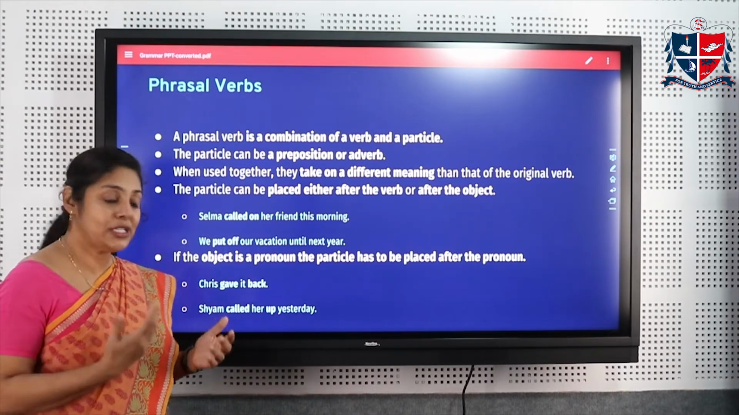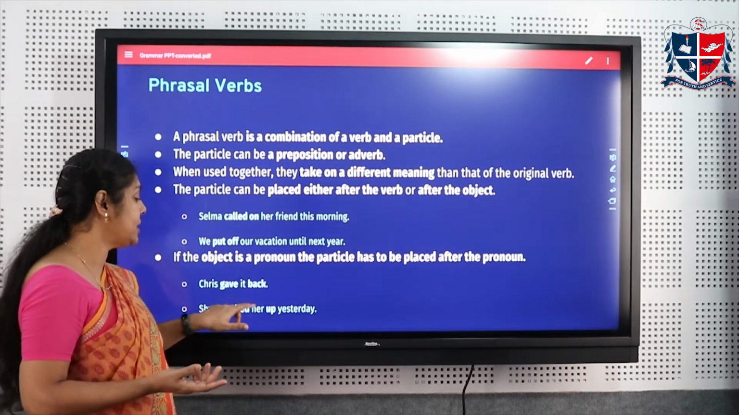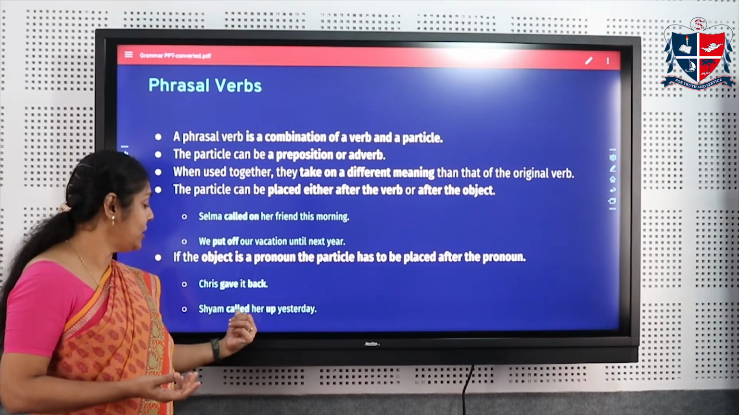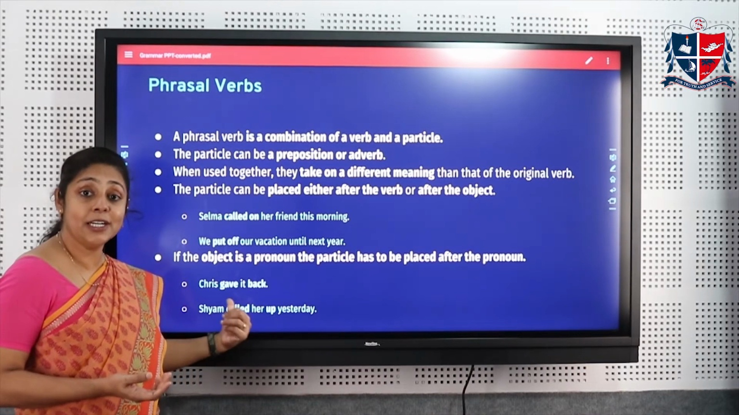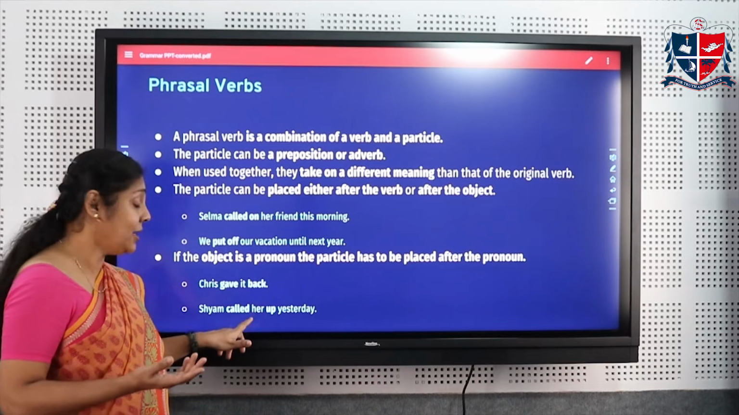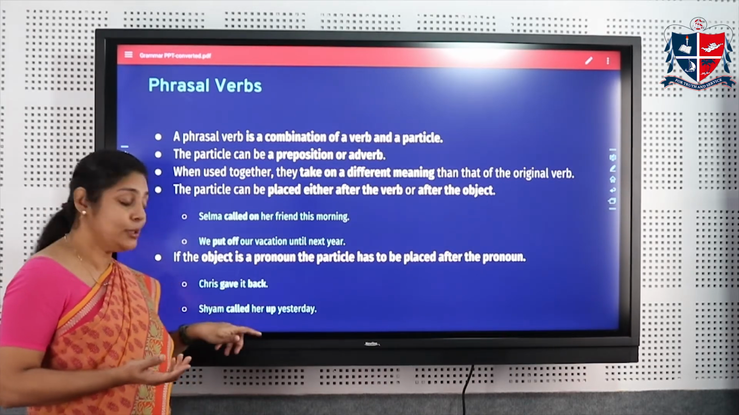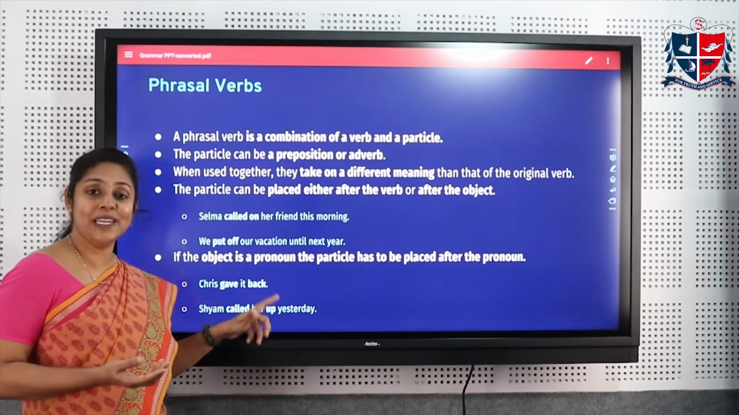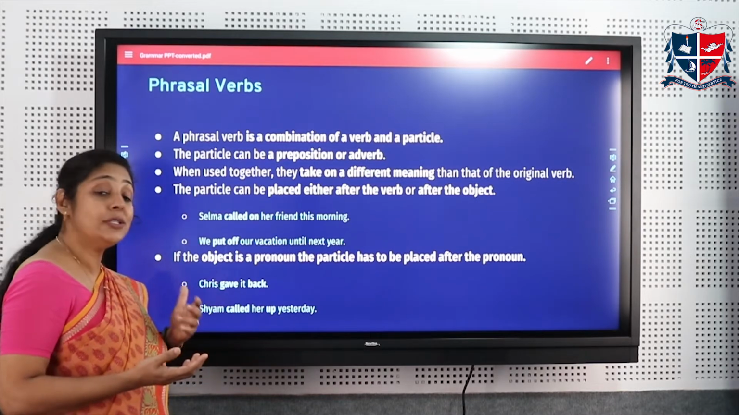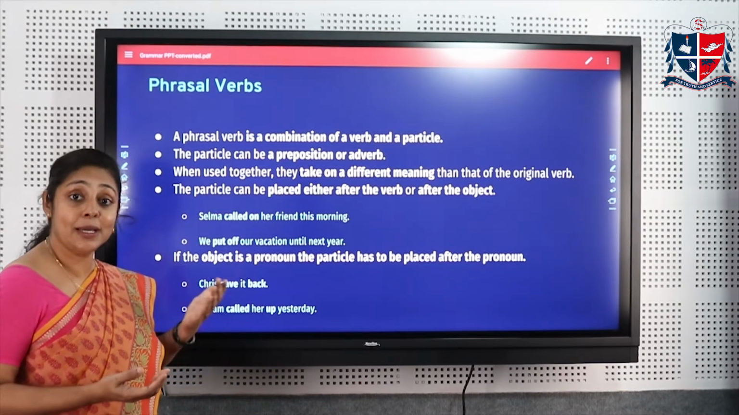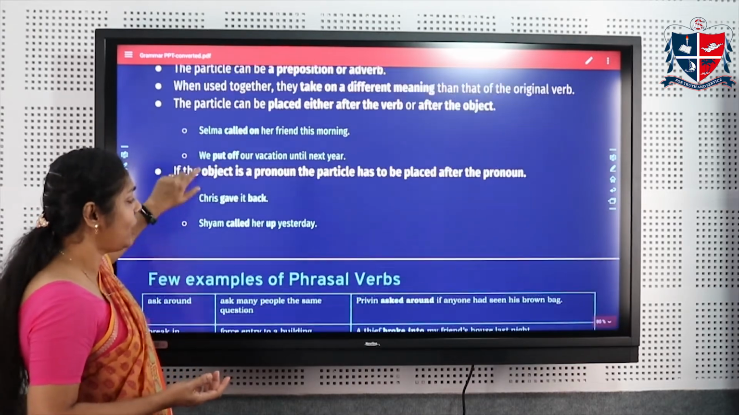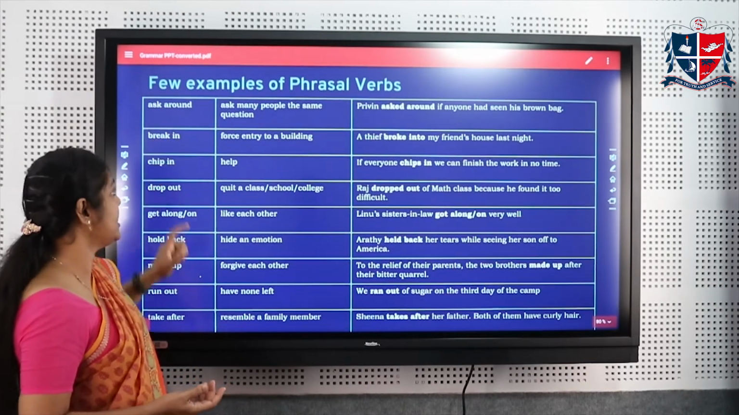Gave back is return. Shyam called her up yesterday. Here also the object of the verb call is her. Called whom? Her, right? Her is a pronoun. So the particle would be placed after the pronoun. Shyam called her up yesterday. Call up somebody means to ring up somebody, to contact that person by phone, right? So I have given a few examples of phrasal verbs.